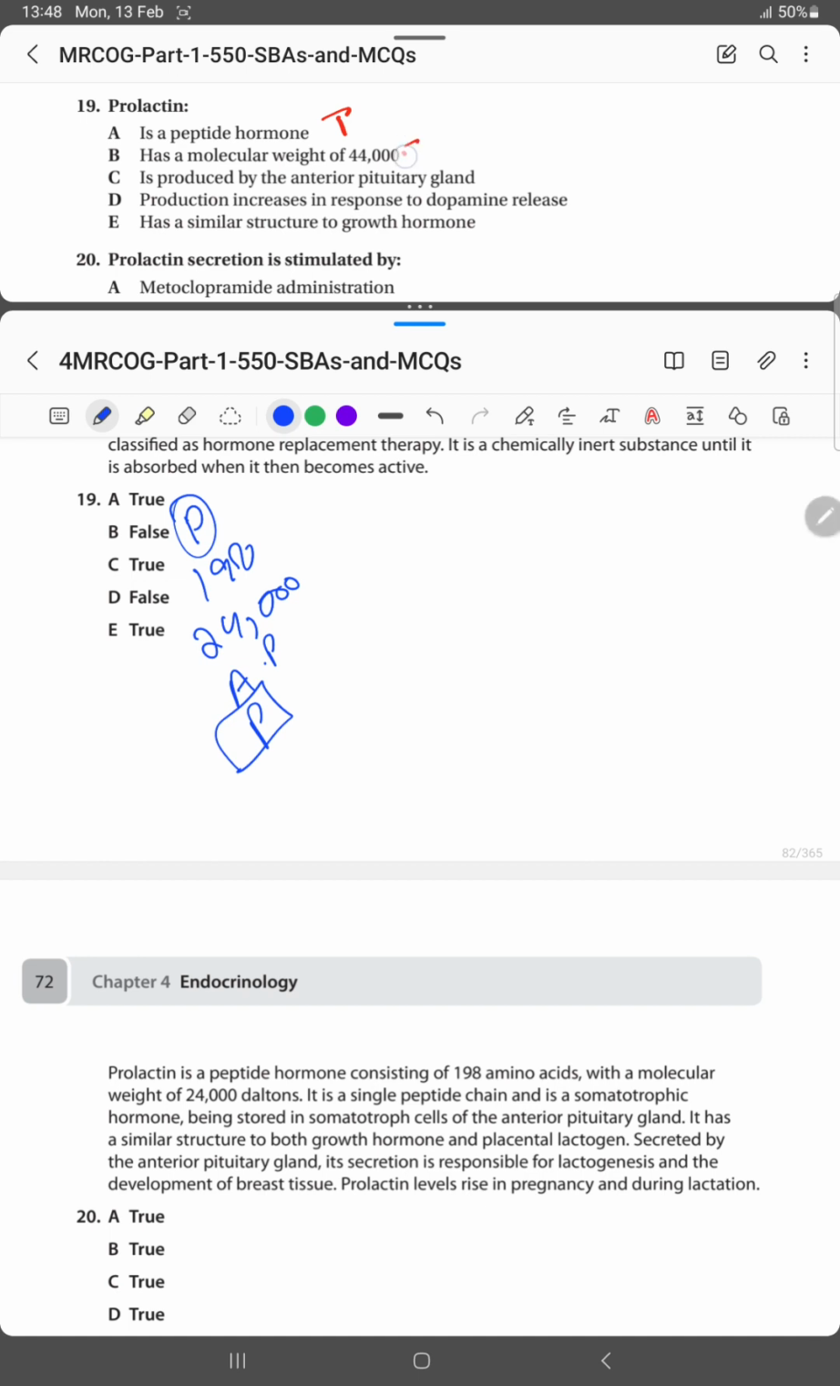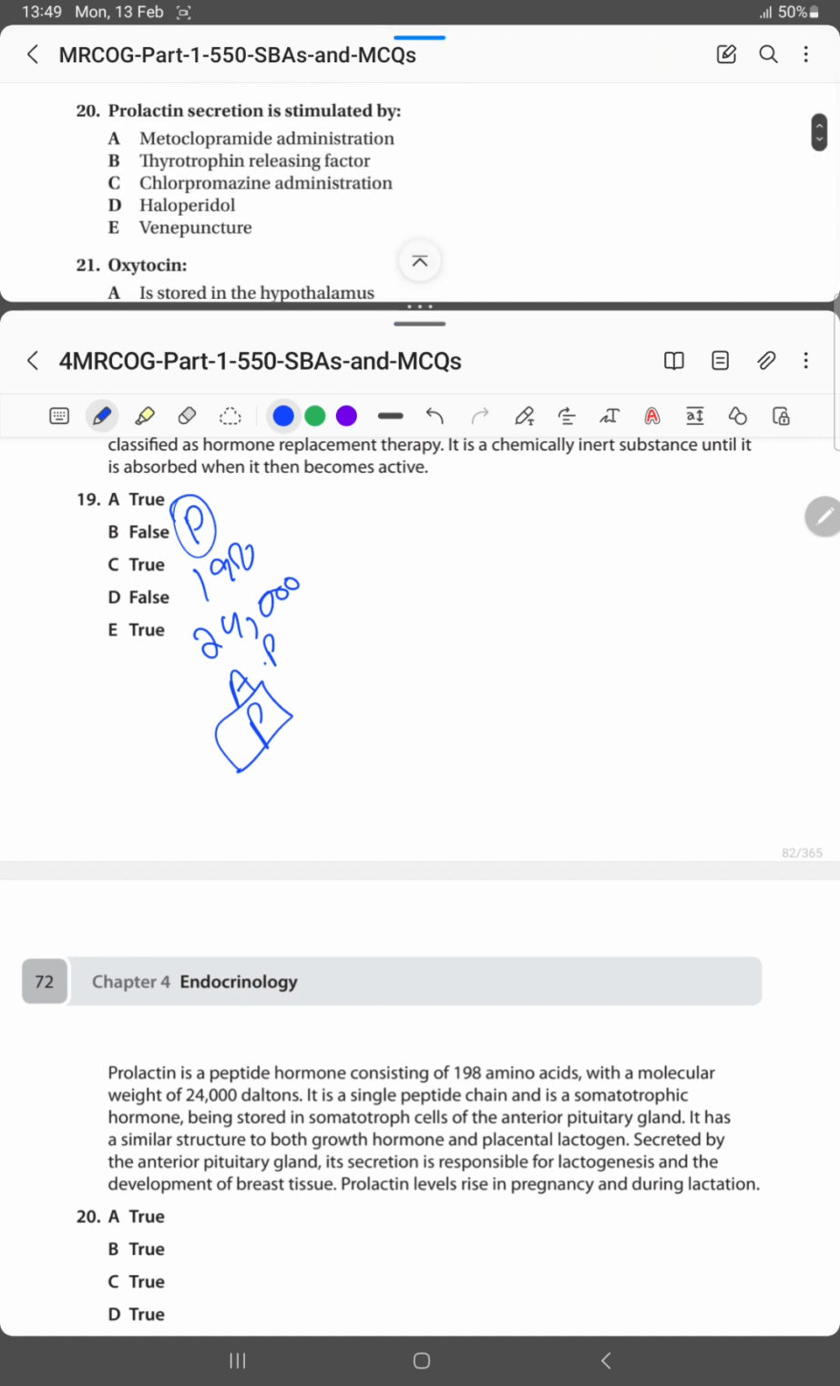No, we just discussed that it is 24,000 daltons, and it is produced by the anterior pituitary gland. Yes, that is true. It is produced in the anterior pituitary gland, and production increases in response to dopamine release. That is false, because when dopamine increases, prolactin will decrease. And it has a similar structure to growth hormone. Yes, that is again true, because it has a similar structure to growth hormone as well as placental lactogen. Now let's move to the next question.